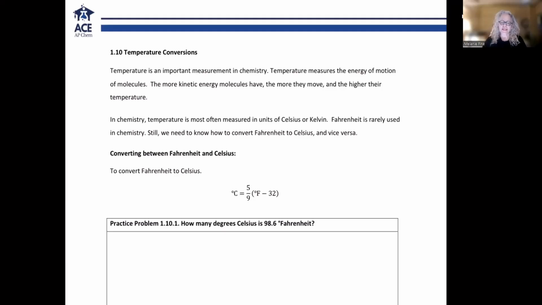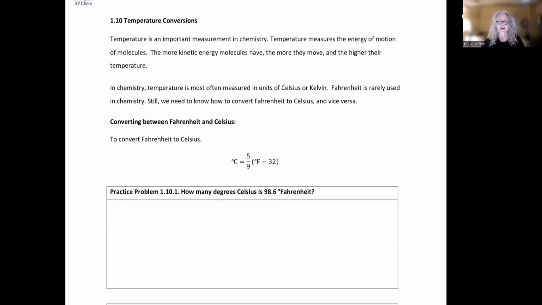Welcome back to lesson 10 in our pre-AP chemistry math section. Temperature conversions. Temperature is an important measurement in chemistry. It measures the energy of motion of molecules. The energy of motion is kinetic energy.